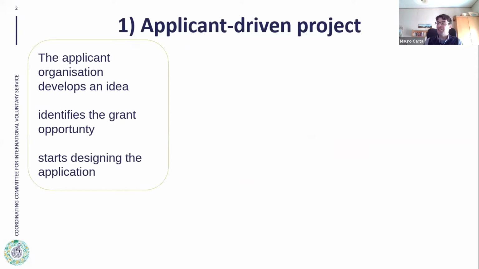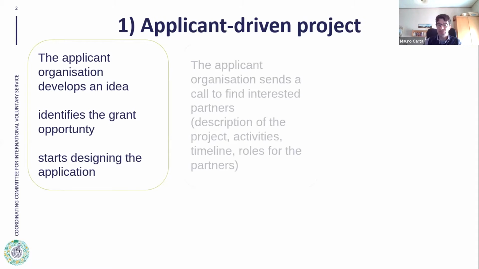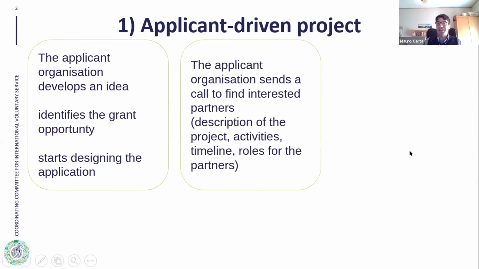Usually, it's an organization already familiar with grants and project applications, an organization that has already received grants, so it has also the possibility to get the grant approved. This organization identifies the grant opportunity and prepares the application alone, maybe with a member of the staff, or maybe also with some activists or members of the board, but it's just the one organization that takes the initiative. Then the applicant organization sends a call to find interested partners.